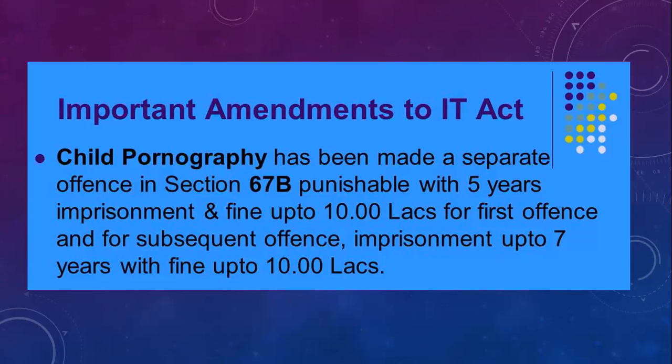So for the first time offense, punishment is lesser. You have 5 years imprisonment and a fine of up to 10 lakh rupees. But if you do it as a subsequent offense, then you will have imprisonment up to 7 years and a fine which will extend up to 10 lakh rupees. Okay. So this is about section 67A and 67B.